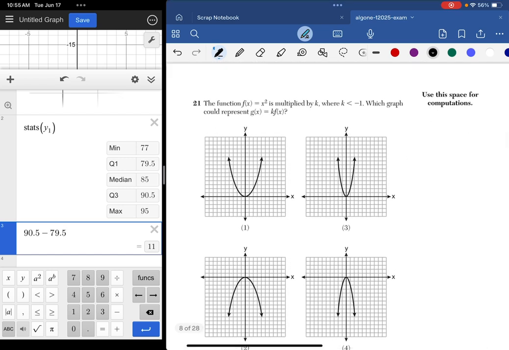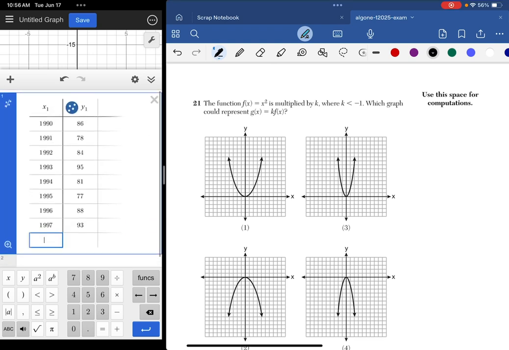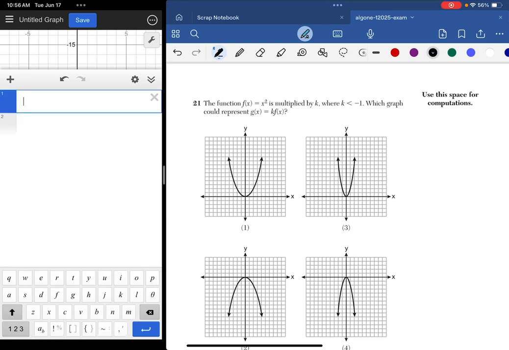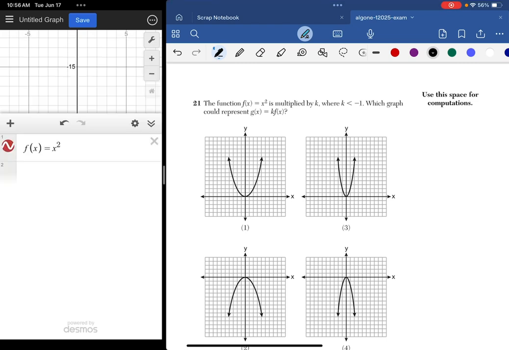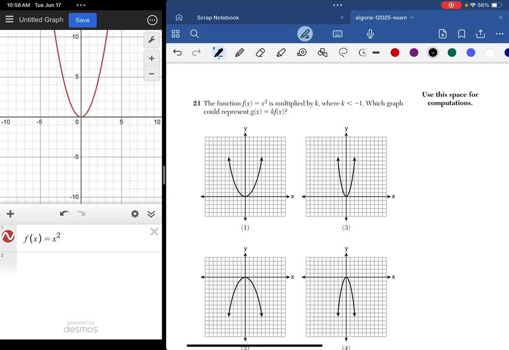Number 21, the function f of x equals x squared is multiplied by k, where k is some negative number. Which of the following could represent the graph of g of x? So this is a scale factor. When you do transformations, I could show you real quick. So let's say we have f of x equals x squared. So that's what my typical graph looks like. That's the parent function y equals x squared.